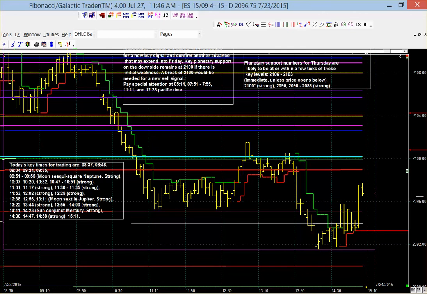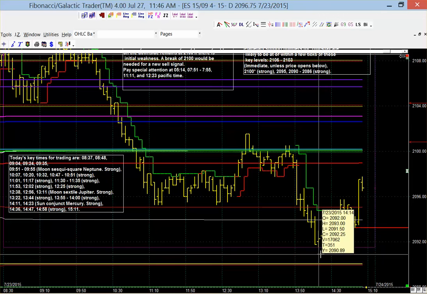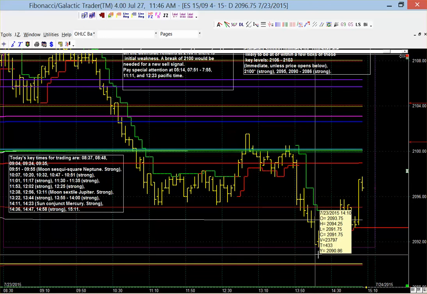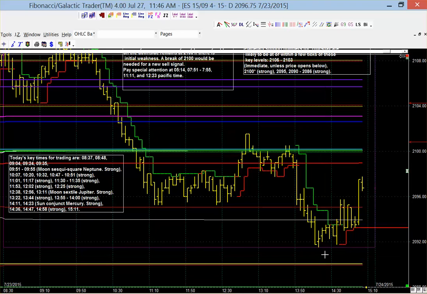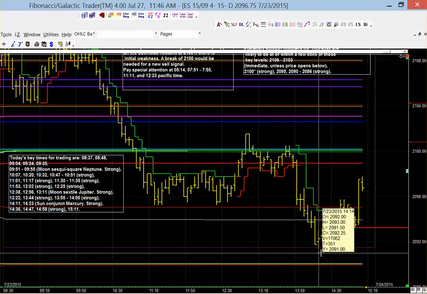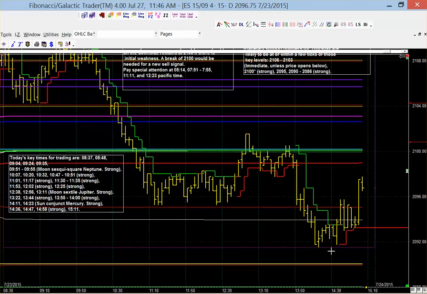And the next level of planetary support was at 2090 to 86, and the low came in at 2091.50. So it was 1.5 points above a key planetary support level, and that occurred within a few minutes of the 14:11 time. The next time is listed as strong. There's a Sun-Mercury conjunction that was occurring at 14:23, and we got a minor move up in consolidation. So that conjunction timed pretty much the low of the day in a consolidation. We didn't get a strong buy or sell signal at that time.